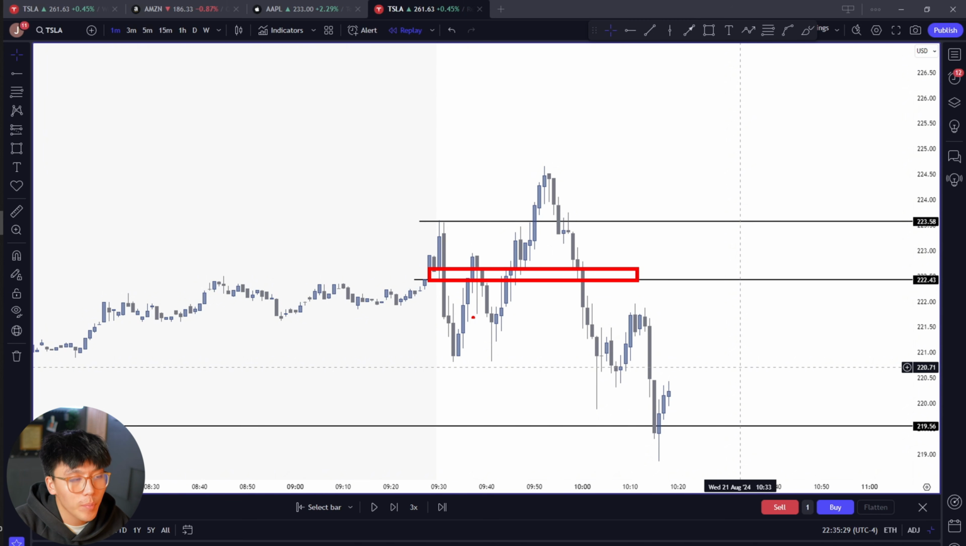You can see we had a push towards the downside. Price didn't want to head lower, so I don't take the trade. And you can see we broke above towards the upside. No real displacement, no real confirmations that price wants to move higher. So for me, this day would have been a no trade day on Tesla.